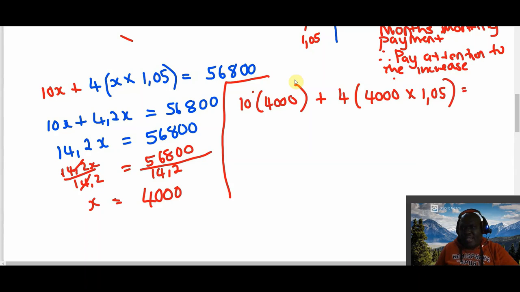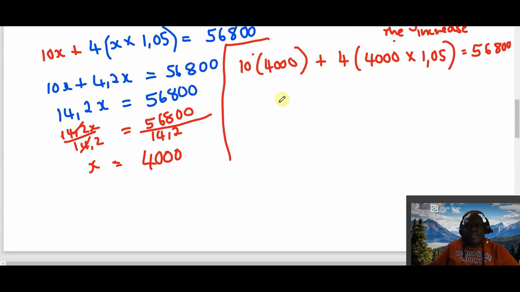Let's check. We're supposed to get 56,800. We want to check if our x is correct, so I'm going to plug in 10 into 4,000 plus 4 into 4,000 times 1.05. I'm getting 56,800 as I said. So this means that for now we have managed to sort out the x that we're interested in.